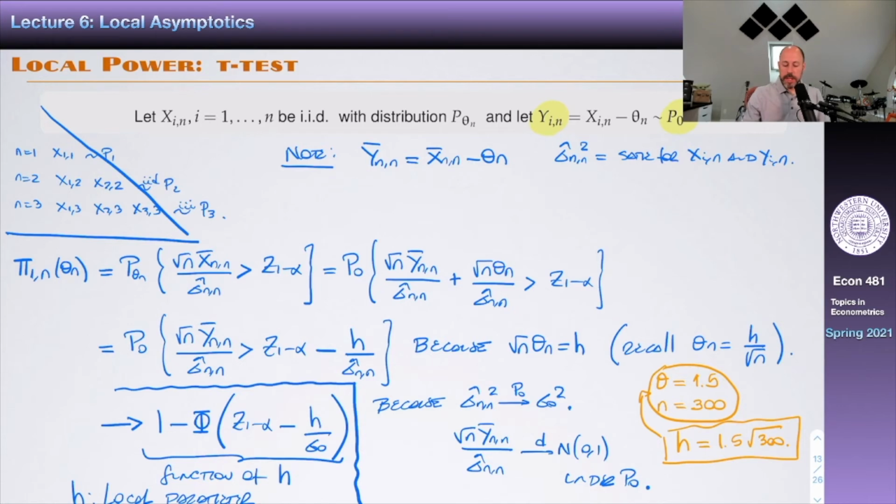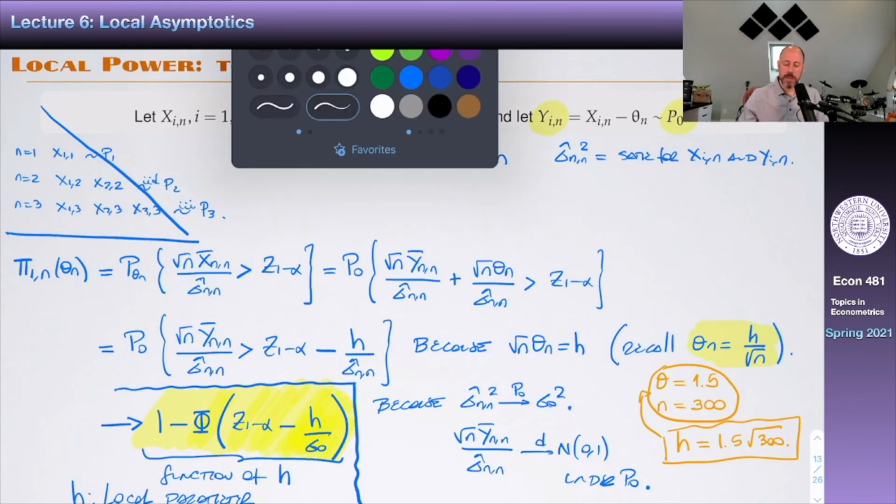But leaving that aside, then we have this approximation to the power curve now as a function of the local parameter h. And there's a one-to-one mapping, of course, between the local parameter and the parameter that we care about. So not surprisingly, you're going to see that often the plots of the local power functions are plotted as a function of the local parameter. Okay. Questions about this?